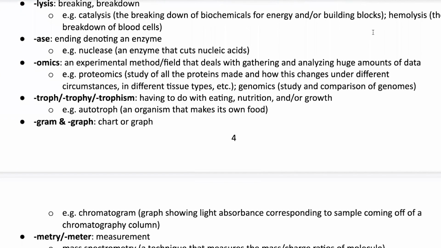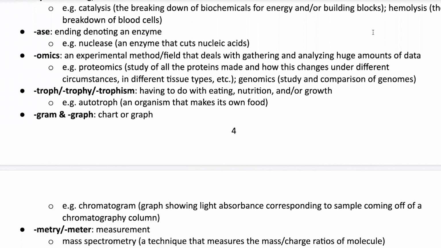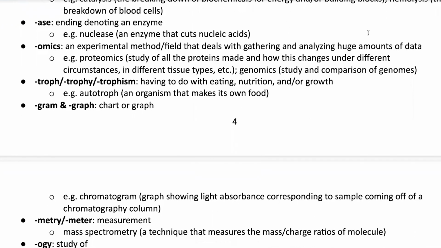ACE, ASE, sometimes AZE, this is basically an ending that denotes that something's an enzyme. So a nuclease is going to be an enzyme, so a reaction speeder upper. In this case, what it's doing is it's catalyzing, it's speeding up the breaking up of nucleic acids. So a nuclease is going to cut nucleic acids.